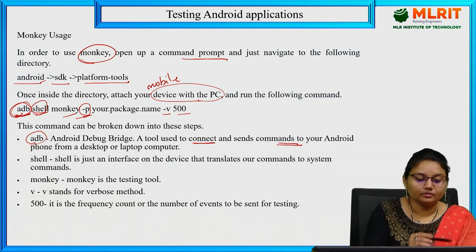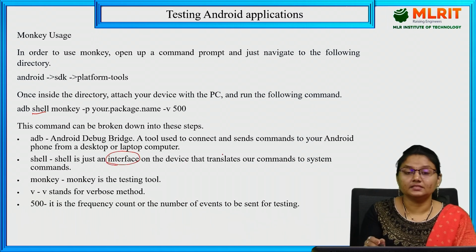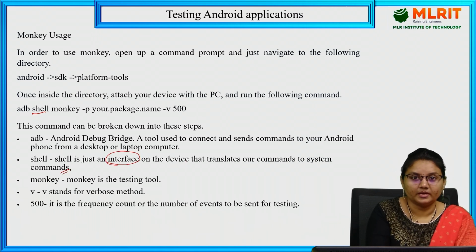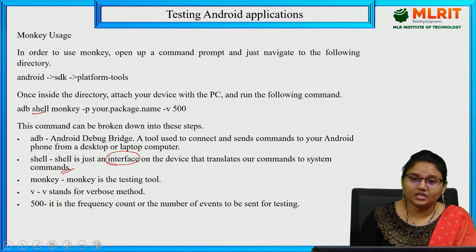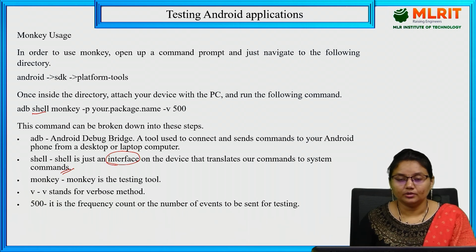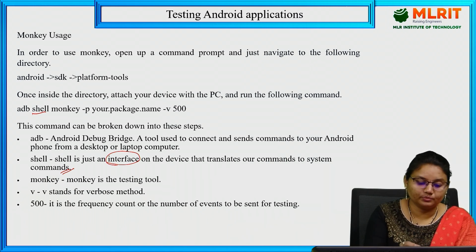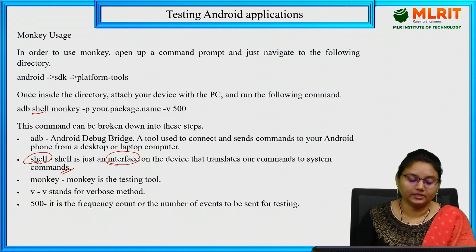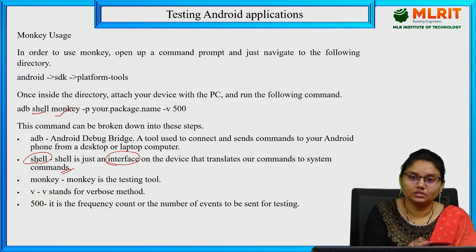Now, shell. Next, we are going to talk about shell. What is shell? Shell here is just an interface on the device that translates our commands to system commands. If I say open, your system doesn't understand what open is. The system should have its own language to convert this open into its own code, right? So that is the interface you are using for shell. Then monkey. Monkey is a testing tool, as we know.